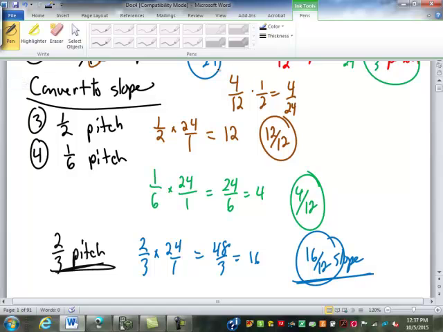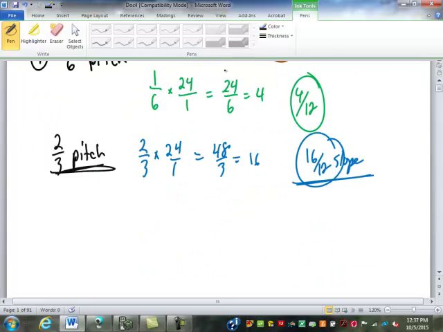On slope, you always leave it over 12. For pitch, you reduce. Slope is always out of 12. Now, I will warn you, in the industry, people use the terms very loosely. It's very, very common for someone to say it's a 4/12 pitch. 4/12 is not a pitch. 4/12 is a slope.